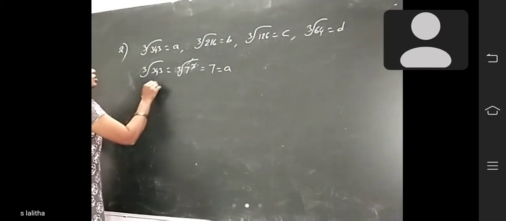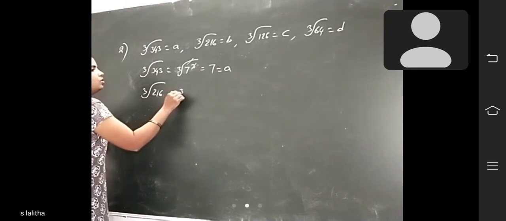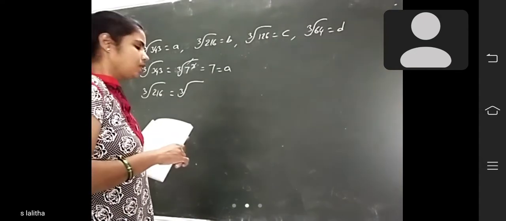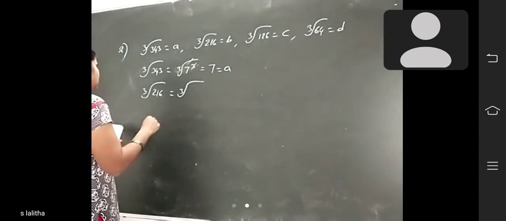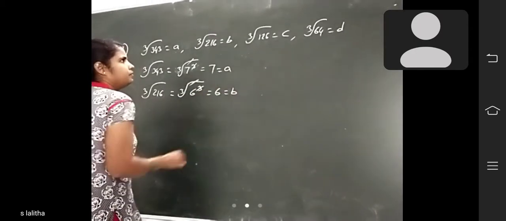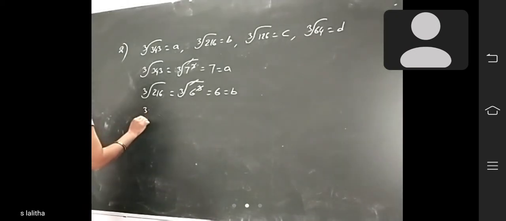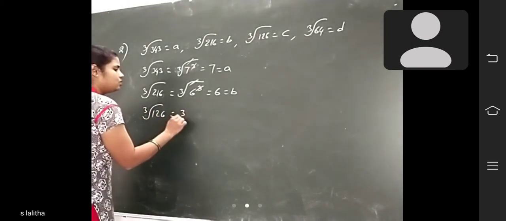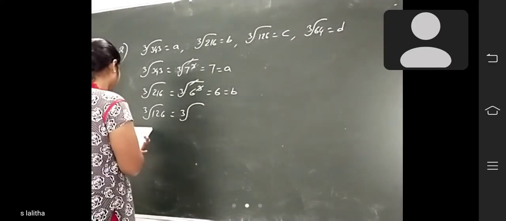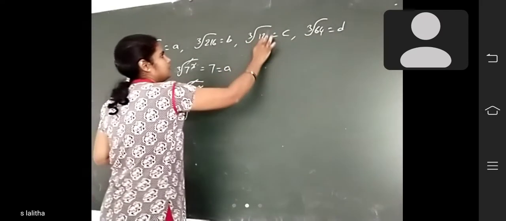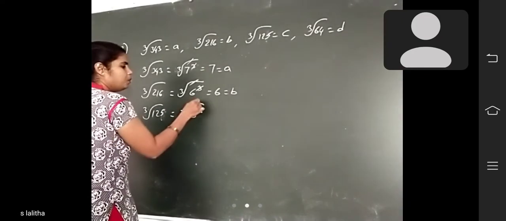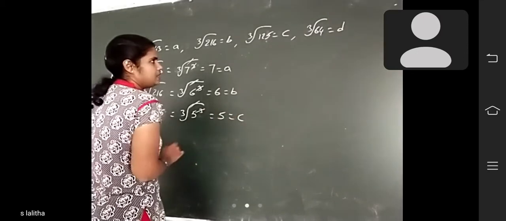Next, cube root of 216. What is that one? 6 cube. The cube root will be cancelled, 6. That is equal to B. Next, cube root of 125. How can you write, children? Here it is 125, not 126. That means 5 cube. The cube root will be cancelled, 5. So that is C.